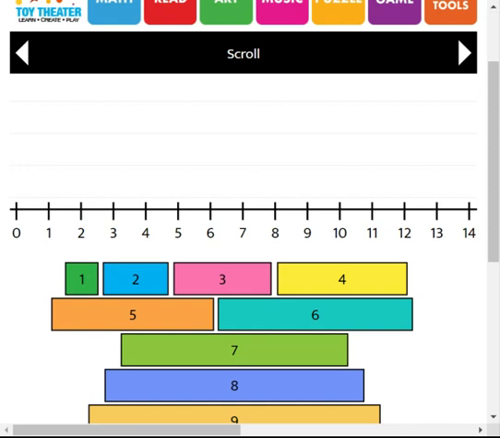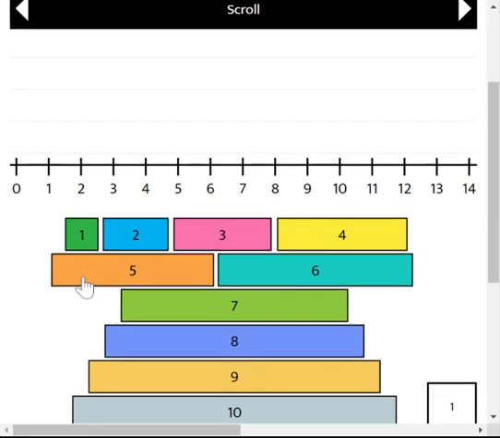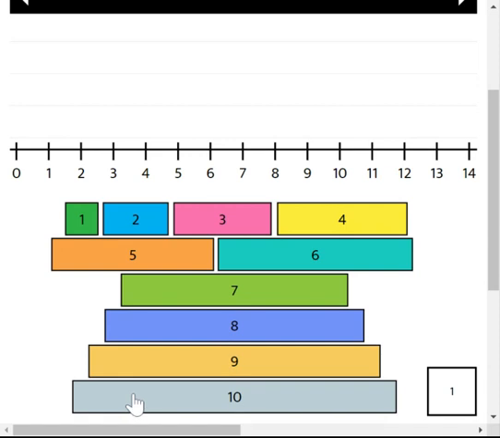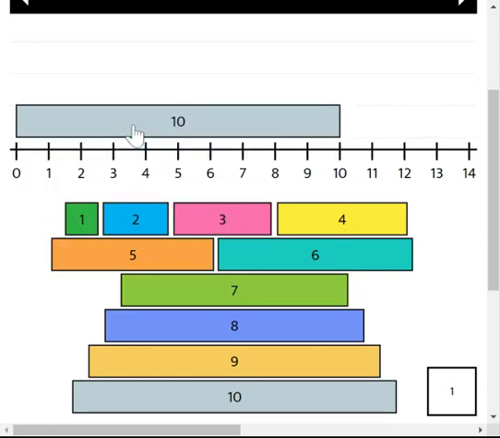I want you to look at these blocks that I have down here. Now I have blocks that are labeled from 1 all the way to 10, okay? I'm going to take one of these blocks. Let's just take the 10 block. I like that one. It's big, it's gray. I can stick it up on my board, on my number line.